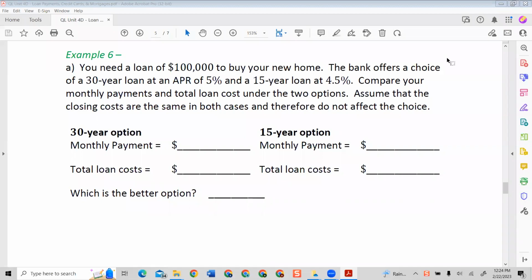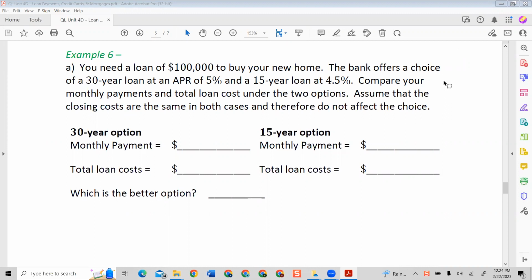Let's talk about some examples from loans, payments, credit cards, and mortgages. The first one I want to do is you need a loan of $100,000 to buy your new home. The bank offers a choice of 30-year loans at an APR of 5% and a 15-year loan at 4.5%. Compare your monthly payments and the total loan costs under the two options.